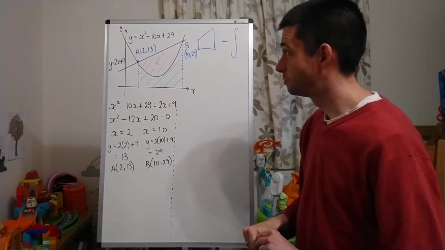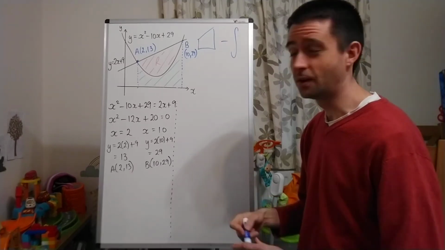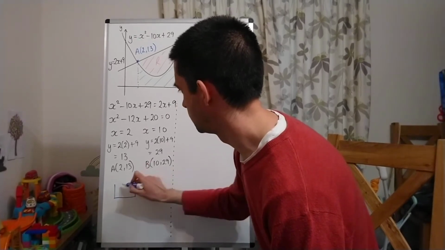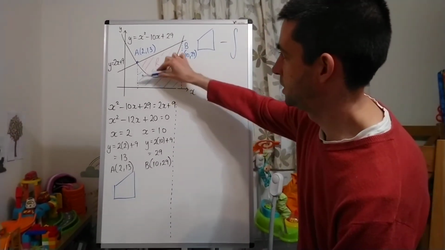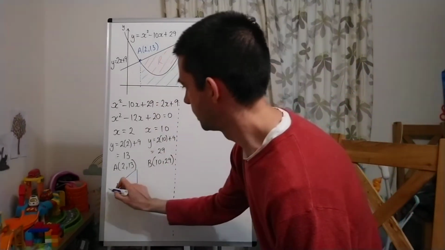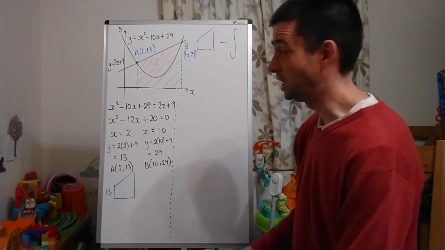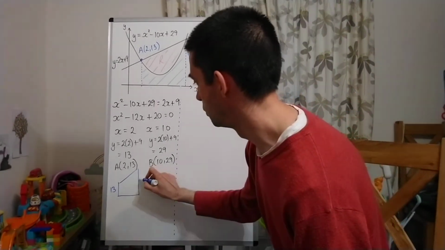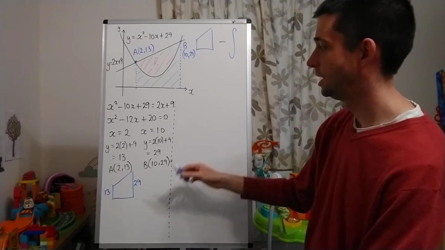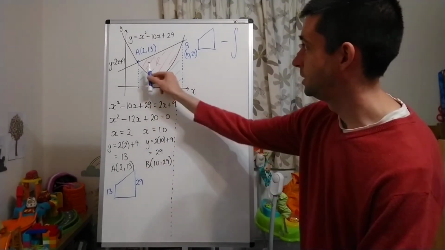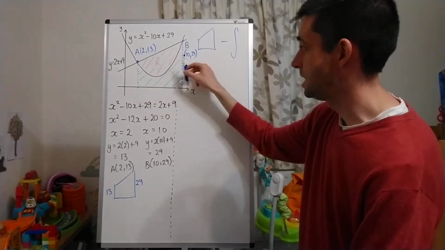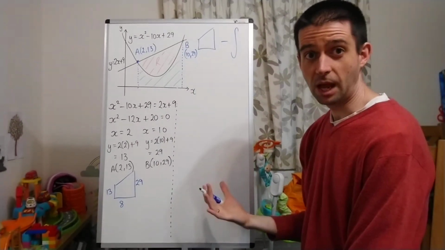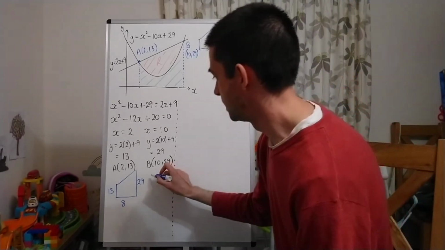Okay. Part of the purpose of doing that is I need to find the area of this trapezium here. So let's do a quick sketch of that trapezium. Now, this point here, 2, 13, so it's going up 13, so the length of that side is 13 units. The length of this side here is the y coordinate of the point B, so it's going 29 units. And then this length along here, this is the distance between A and B in the x direction, so this is 8.